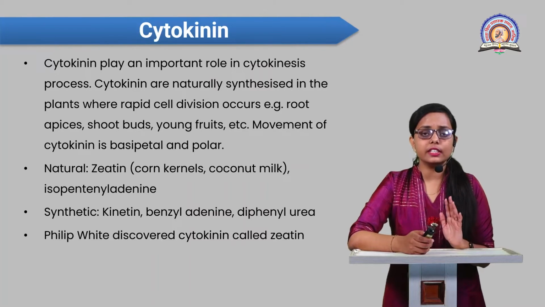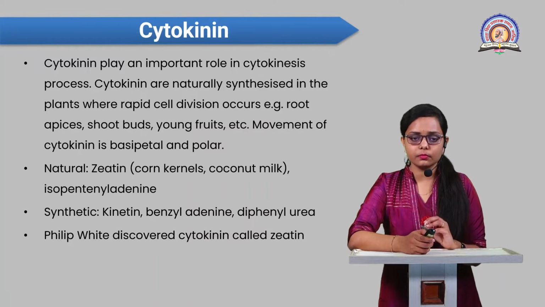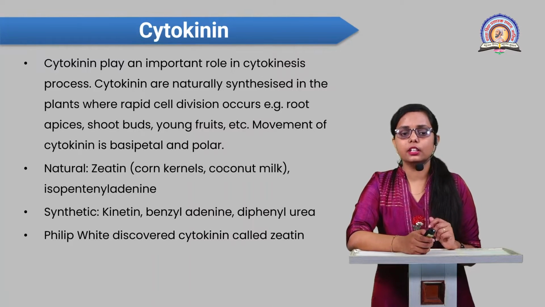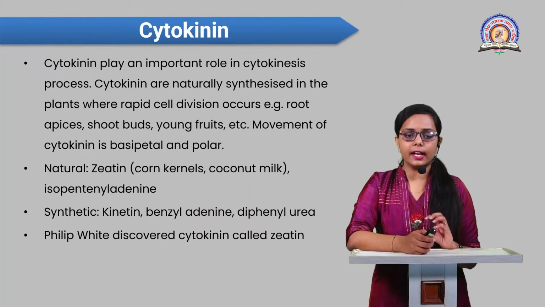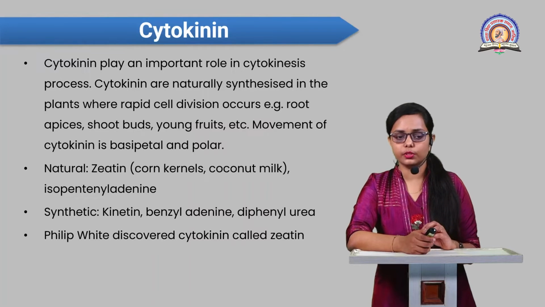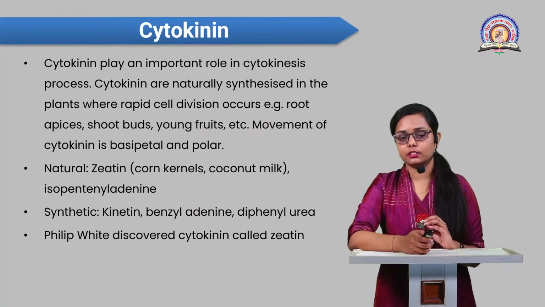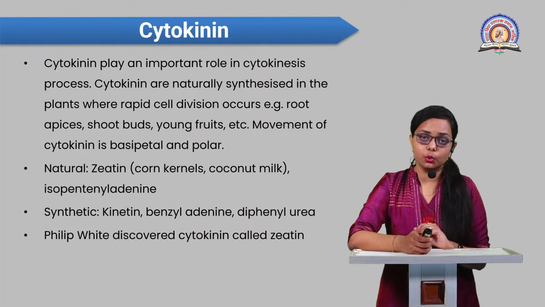Naturally occurring cytokinins are zeatin, which is present in coconut milk, and isopentenyl adenine. Synthetic ones are kinetin, benzyladenine, and diphenylurea. Philip White is the person who discovered cytokinin, zeatin in coconut milk.